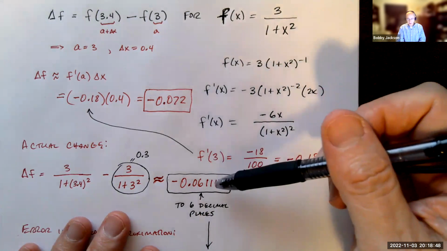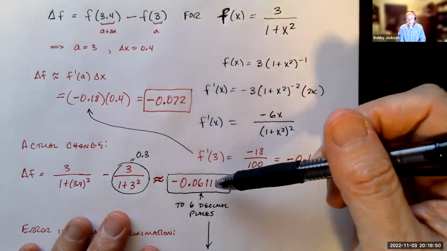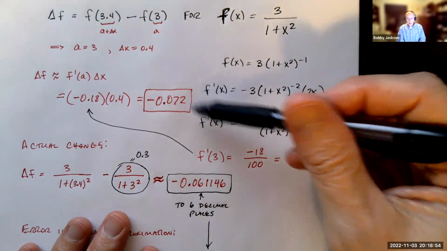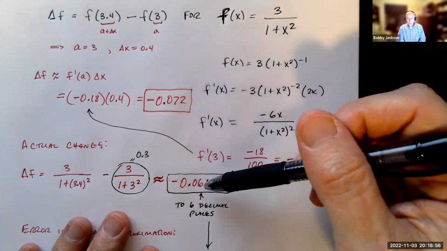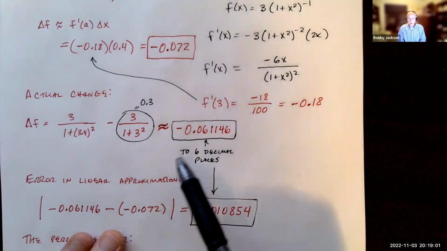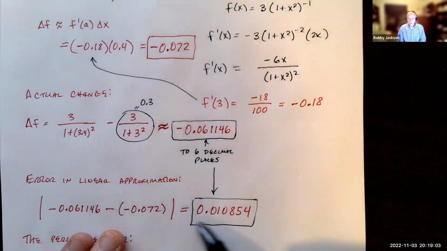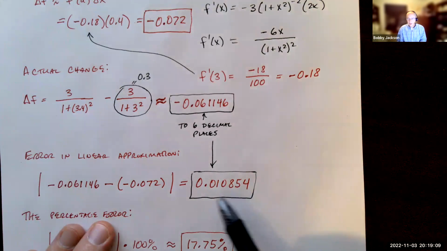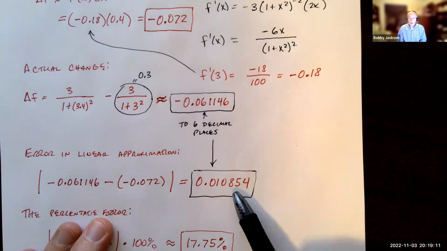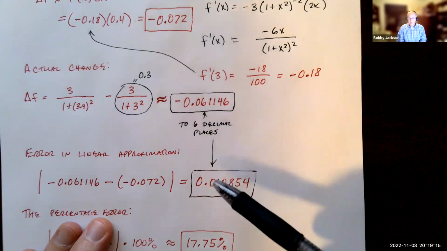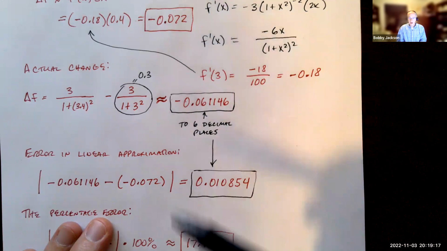And you can see the difference between our estimate and the actual change. What is the error in our approximation? Well, we're just going to take the difference between these two quantities. And we do want the absolute value of that difference. So I'm just going to take this quantity, subtract the other one, take the absolute value, and I get this quantity here. They also wanted that to 6 decimal places. So there it is. That is the error in the linear approximation, just the difference between the actual change and our estimate.